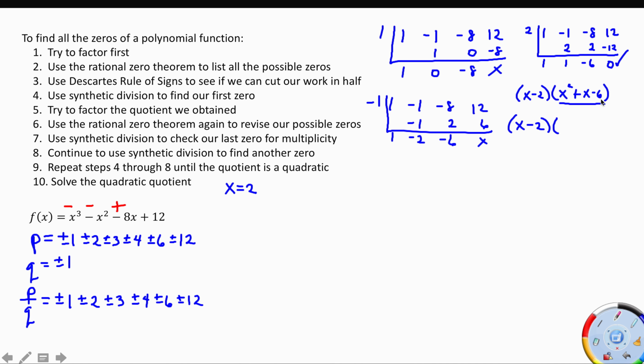2 numbers that multiply to give negative 6 and add to give positive 1 are positive 3 and negative 2.